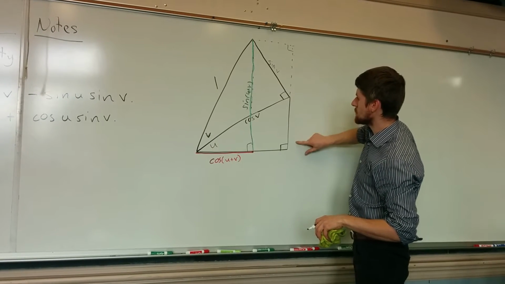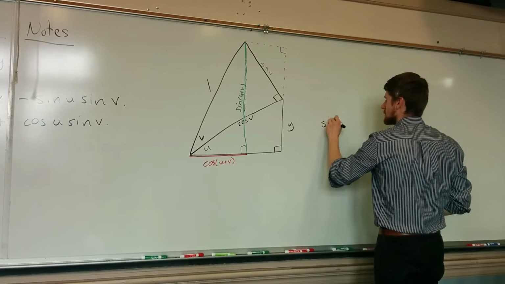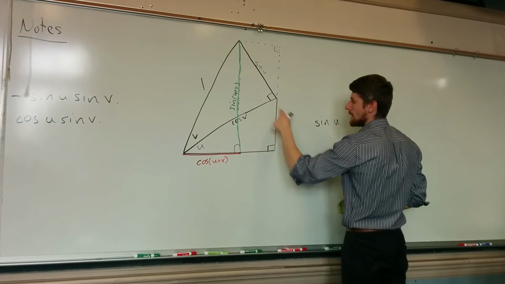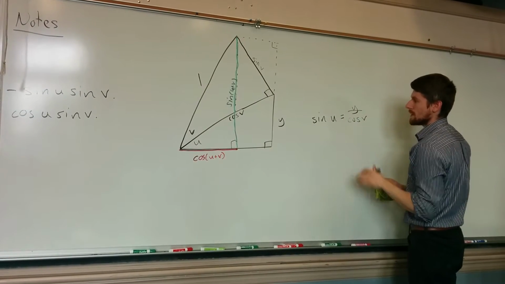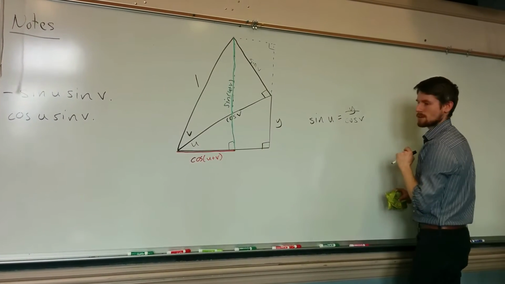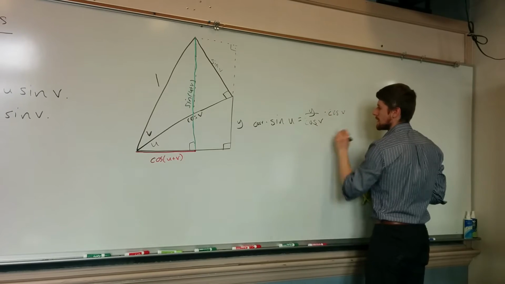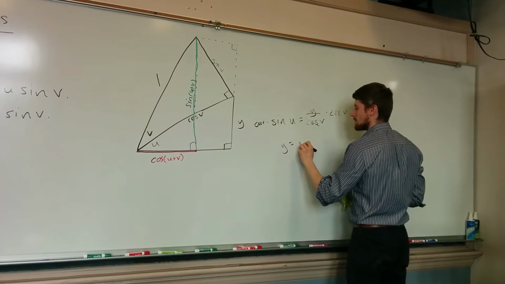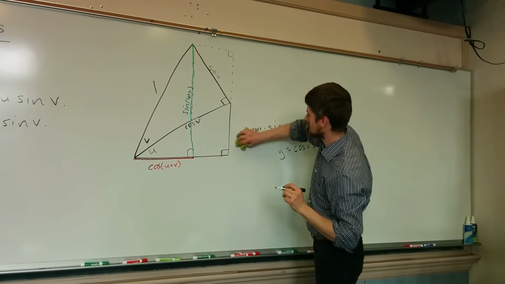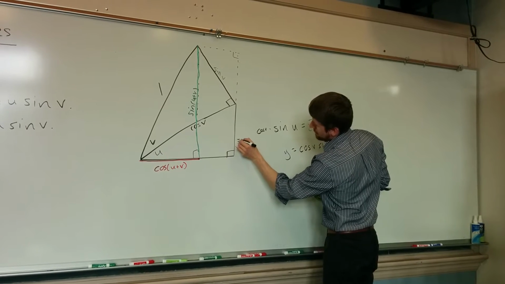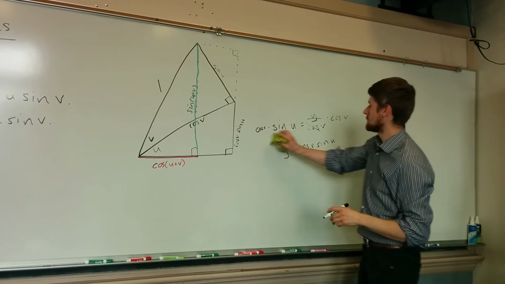Well, if this is y, then I know that the sine of u is y divided by cosine of v, divided by the hypotenuse. So what is y in this case? Well, I can solve for y, multiplying by cosine of v. So that says that this length right here is equal to cosine v sine u. Let me erase this and write that there. Cosine v sine u. Okay.